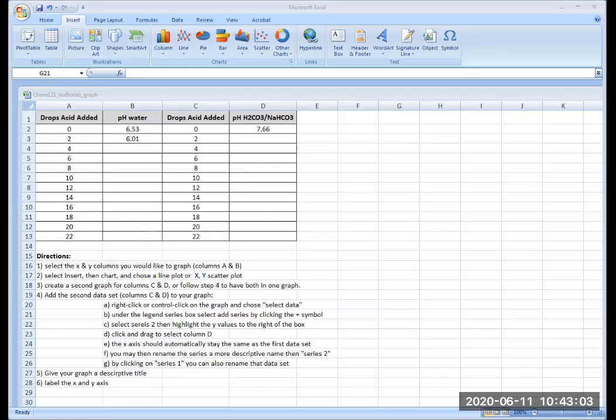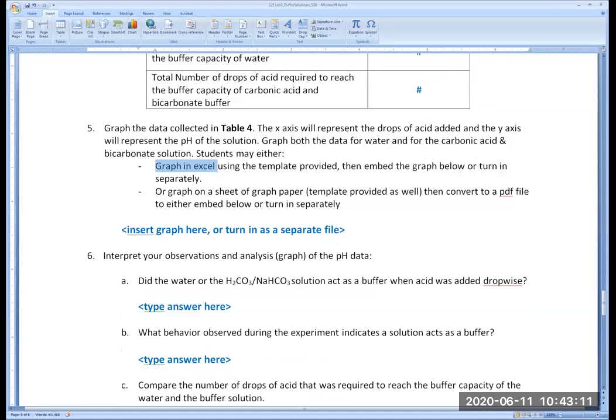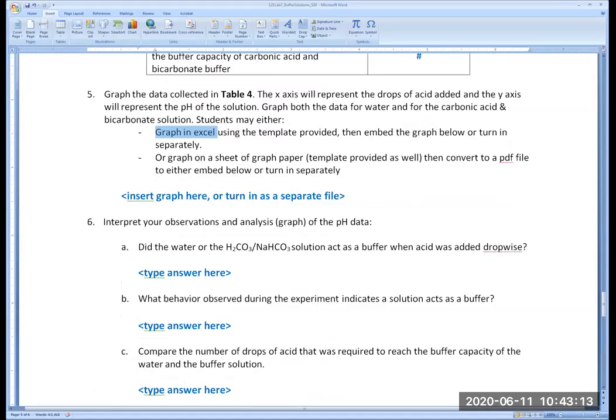Once you have your Excel graph, you can insert it here. For example, when you're on Excel, you select the graph only, then you can copy the graph and paste it here. That's one way to do it. If you make a picture of the printed graph, you can also insert it here. Or you can have it at the end of the document if it's too complicated to insert it here. That's fine too.